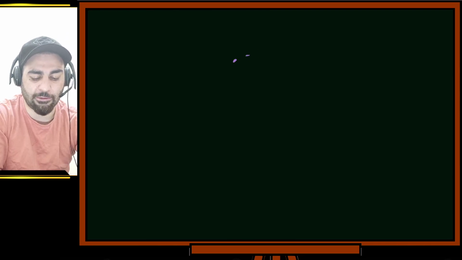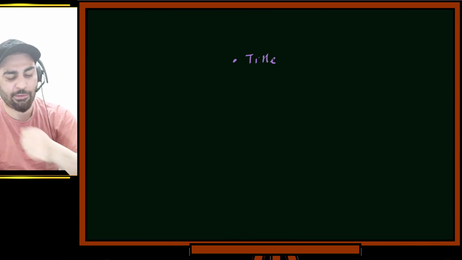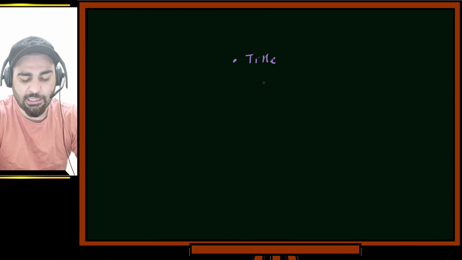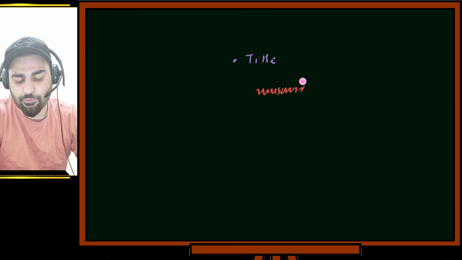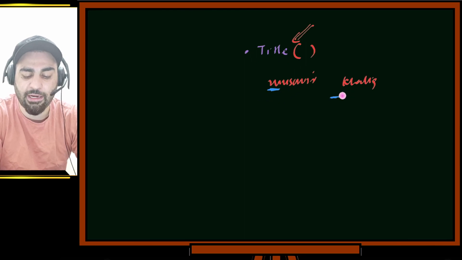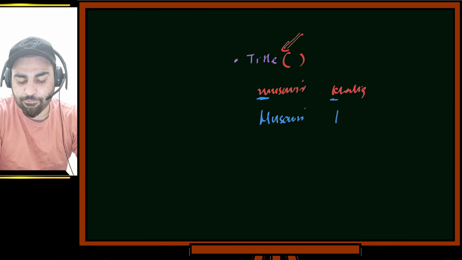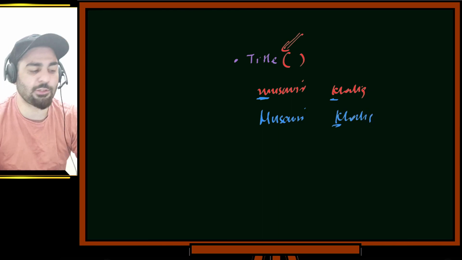So there is a function dot title. What does this dot title do? Let's suppose I enter my first name and last name like this. If I call this function dot title now, it will capitalize the first letter. It will make it like a title. It will capitalize it like this, and these two letters will be capitalized.